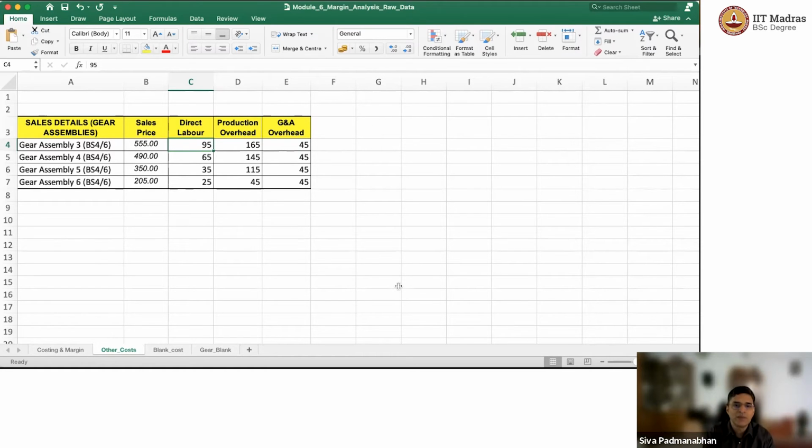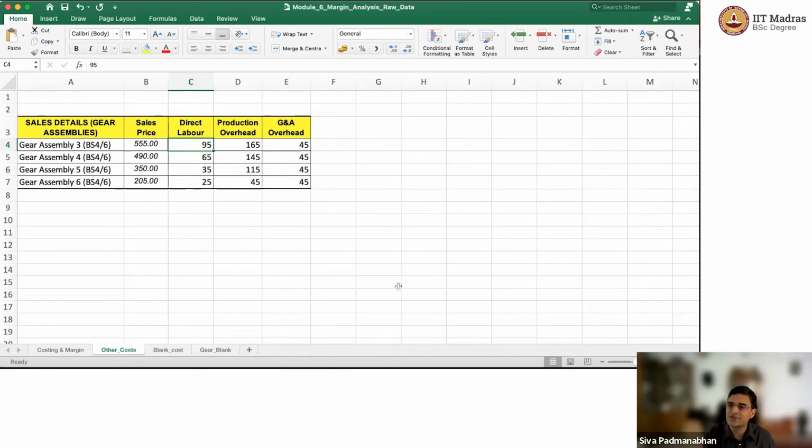So here you can see the amount of production overhead that we have decided to attribute or apportion to each of the products. And there are different ways in which that apportionment is done. Activity-based costing is one way in which you can create a better apportionment of the overhead to the different products and so on.